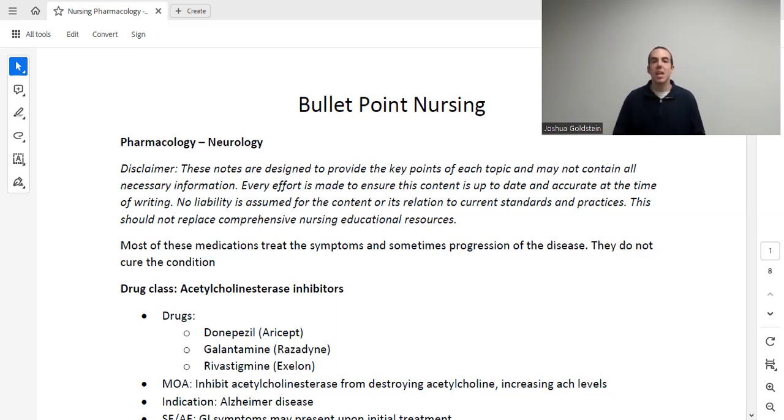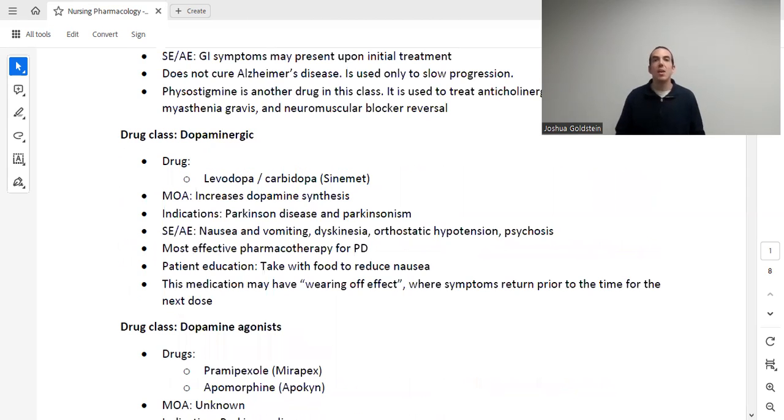What drugs are we talking about? These will be donepezil, galantamine, rivastigmine, and several others. What is it used for? It's used for Alzheimer's disease. Now, these drugs have a little bit of a side effect of GI symptoms, usually upon starting the initial treatment. So a good patient education point, especially for nursing and NCLEX, would be to educate your patient that these symptoms may develop at first, but they will get better as you progress with your treatment.